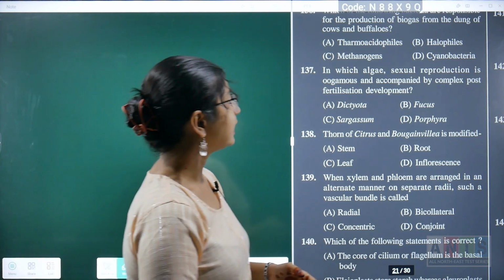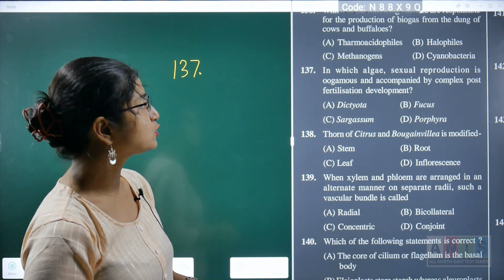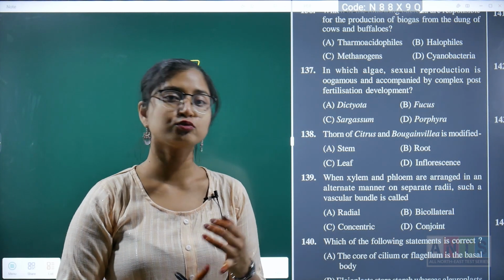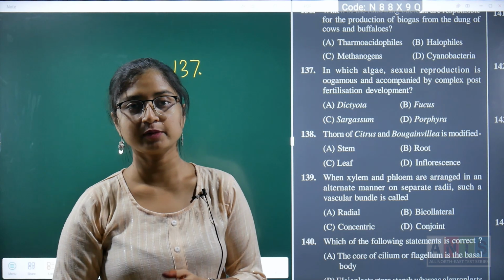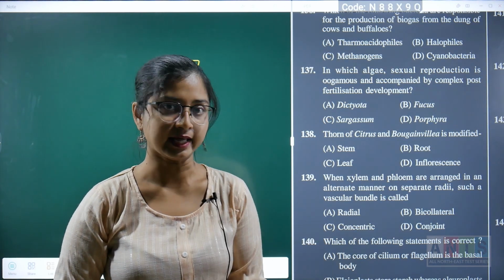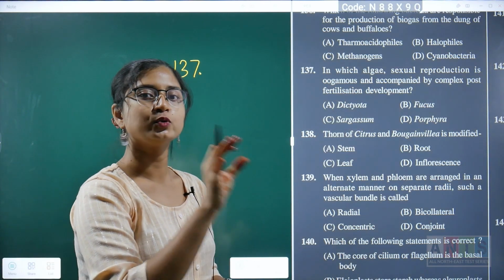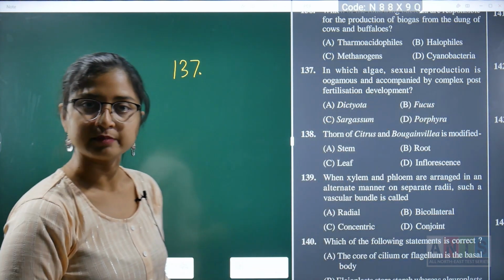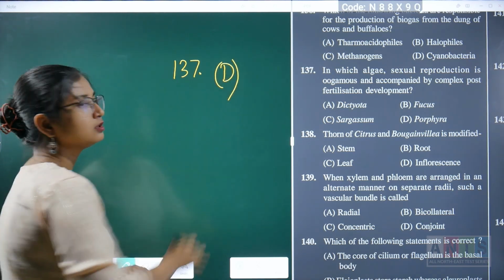137, in which algae is sexual reproduction oogamous and accompanied by complex post-fertilization development? This whole statement, that sexual reproduction is oogamous and is followed by complex post-fertilization development, is a characteristic feature of Rhodophyceae or red algae. Now all we have to do is, out of the 4 options, find which is a member of red algae. So Porphyra, option D, is a member of red algae. So question 137, the correct answer is option D.